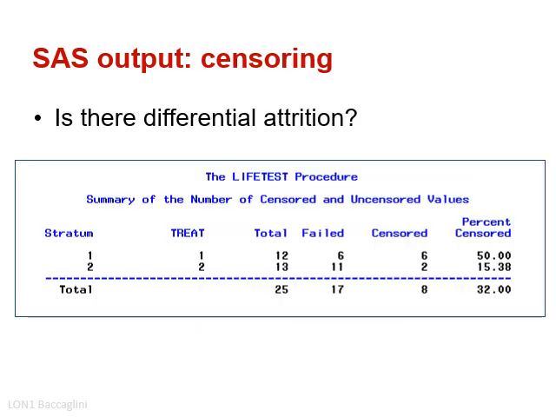We can also look at whether there was differential attrition or loss to follow-up between the two treatments. For treatment 1, 50% were censored, whereas for treatment 2, only 15% were censored. So there was differential follow-up, differential attrition in the two groups.